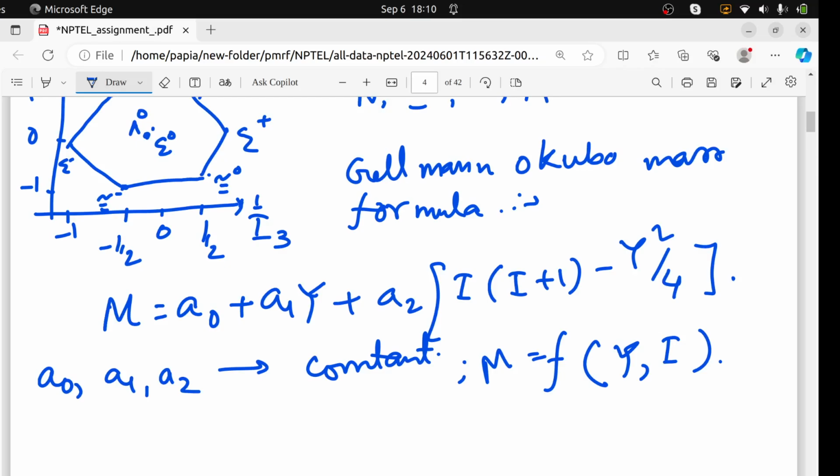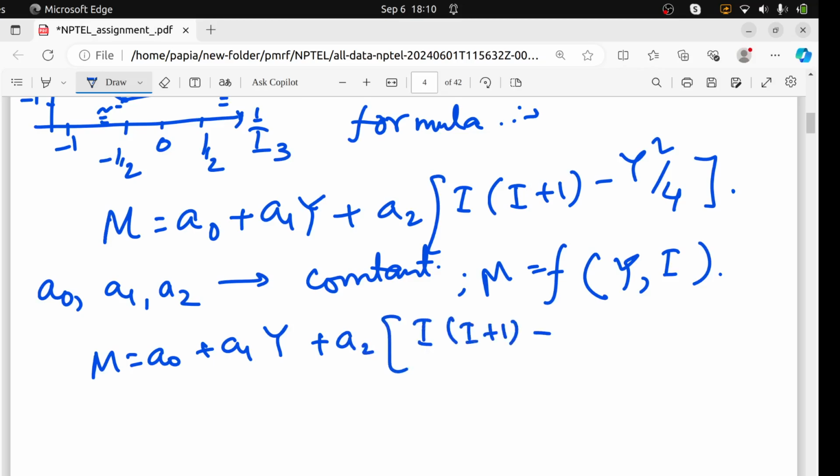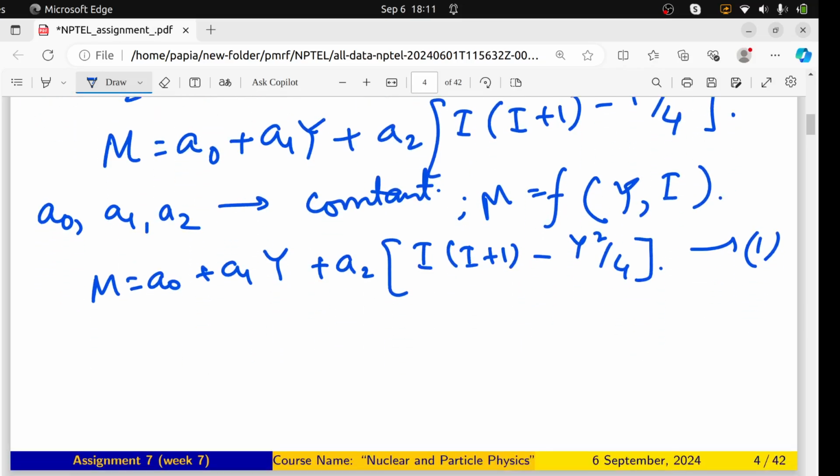Firstly, I'm going to write the main expression for our case: m equals a0 plus a1 y plus a2 times I(I+1) minus y squared by 4. This is equation number 1. Now, for the neutron case, at the very first, we have the mn value. We have some value of mn, right?